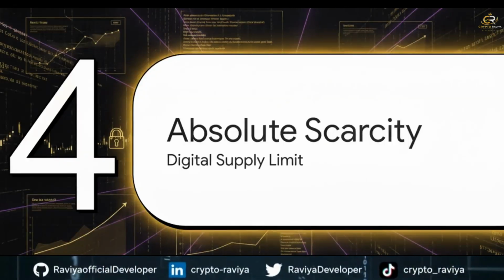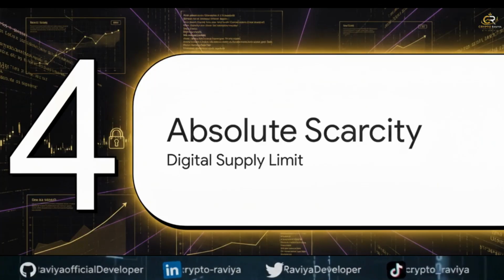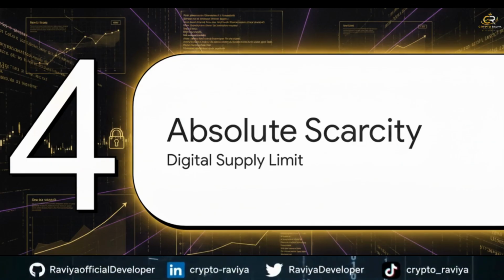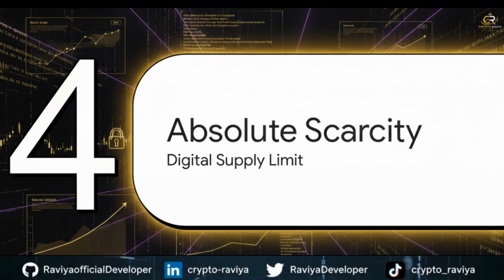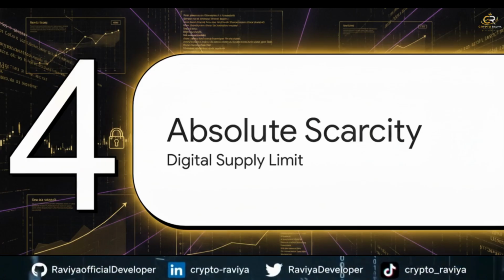Okay, section 4, absolute digital scarcity. We've established how the network is secure and how you own your funds. Now let's dive into the economics layer and contrast the infinite printing of fiat currency with Bitcoin's programmatic, hard-capped supply.